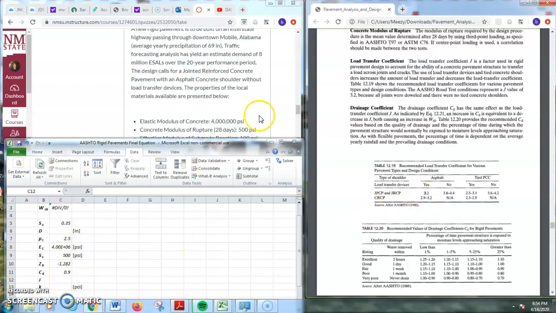J. The design calls for a jointed reinforced concrete pavement, with an asphalt concrete shoulder without load transfer. Asphalt, no load transfer. We go with 3.8.